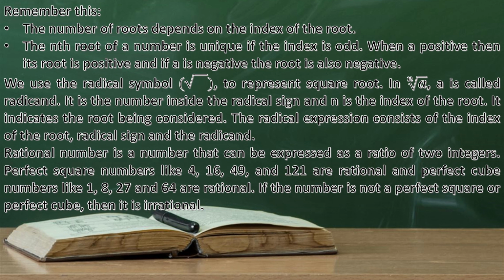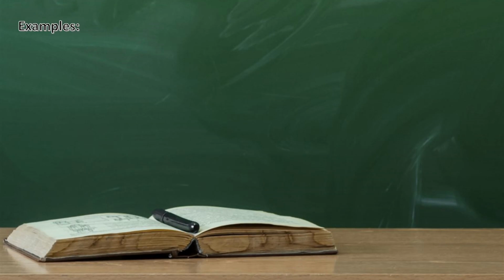A rational number is a number that can be expressed as a ratio of two integers. Perfect square numbers like 4, 16, 49, and 121 are rational, and perfect cubes like 1, 8, 27, and 64 are rational. If the number is not a perfect square or a perfect cube, then it is irrational. Let's have examples. Number 1, square root of 64 is equal to 8. Since there is a square root of 64, which is 8, then it is called rational.